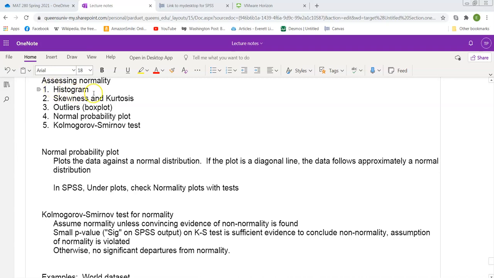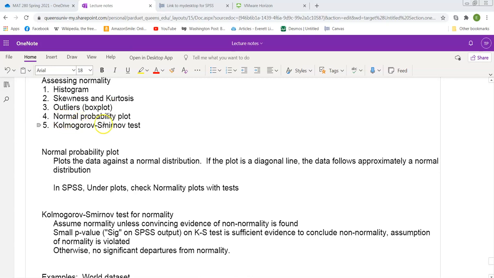We can look at the histogram and see if it looks like it's approximately bell-shaped. We can look at the skewness and kurtosis values. And we can look at the box plot and see if there are outliers. Because if you have truly a normal distribution, there shouldn't be outliers. Although you can have a few and still have approximately a normal distribution.